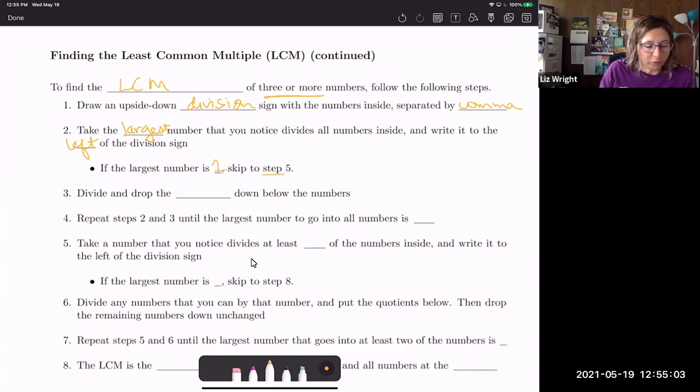Divide, and drop the quotients down below the numbers. Then repeat steps 2 and 3 until the largest number to go into all of the numbers is 1. Then take a number that divides at least 2 of the numbers and write it to the left of the division sign. If the largest number is 1, now you skip to step 8.